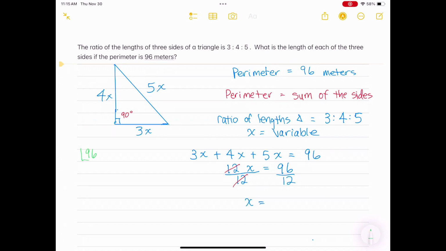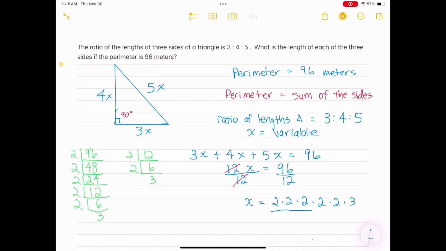And on the right-hand side, we have the fraction 96 over 12, and I will factorize the numerator and denominator using the shortcut division method. Another way, of course, to simplify this fraction is just to divide 96 by 12. So now I've factorized the numerator to be 2 times 2 times 2 times 2 times 3, and the denominator to be 2 times 2 times 3, and I can cancel out like terms. And I end up with 2 times 2 times 2, or 8, in the numerator. So 96 divided by 12 equals 8.